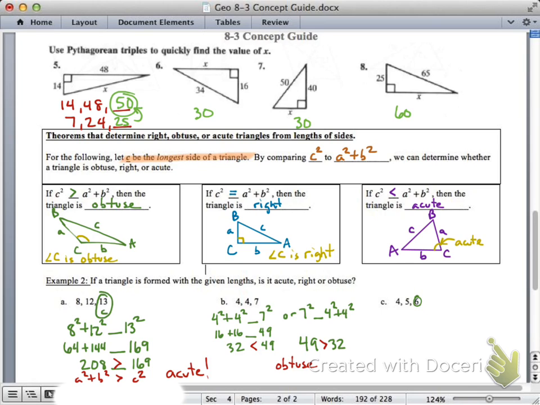If it's 4, 5, and 6, 4 squared is 16 plus 25. How does that compare to 6 squared, which is 36? 41 is greater than 36, or C squared is less than A squared plus B squared. So it is acute.